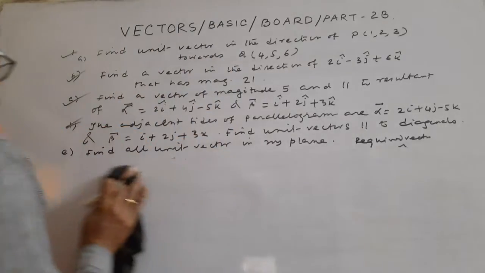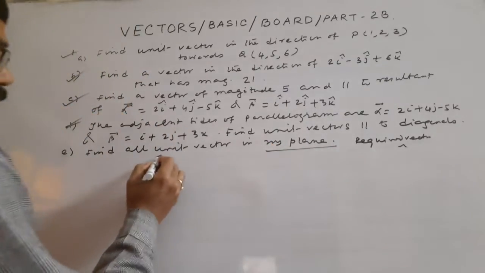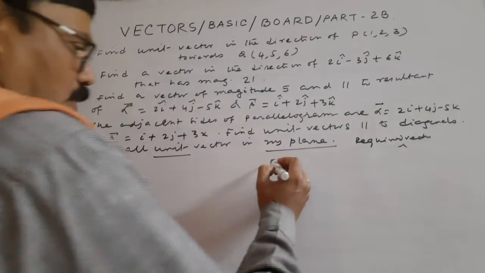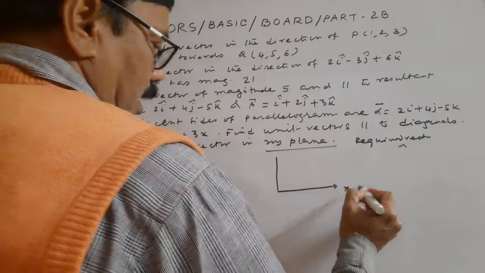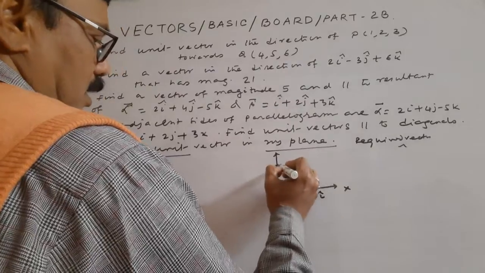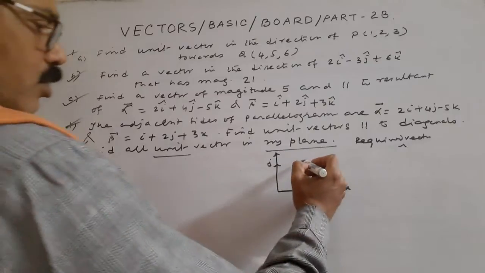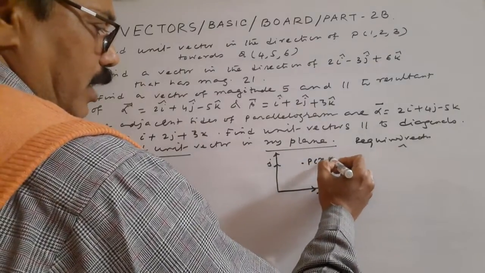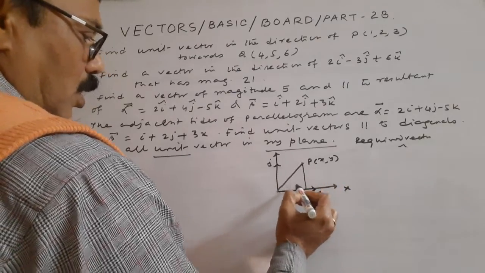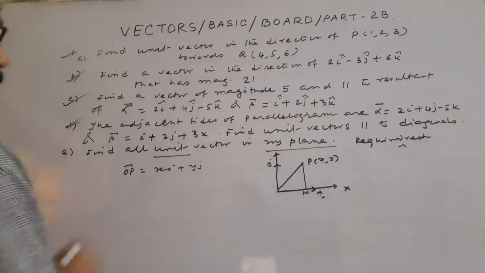So problem number 5. Find all unit vectors in the xy plane. So in the xy plane, we only have the x-axis and y-axis. This is i cap, this is j cap. If P is a point (x, y), then OP equals xi plus yj.